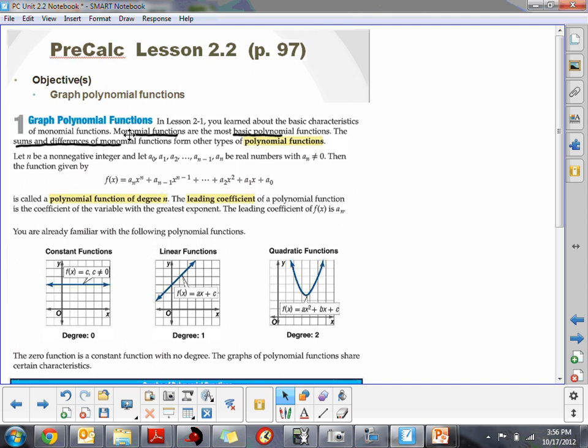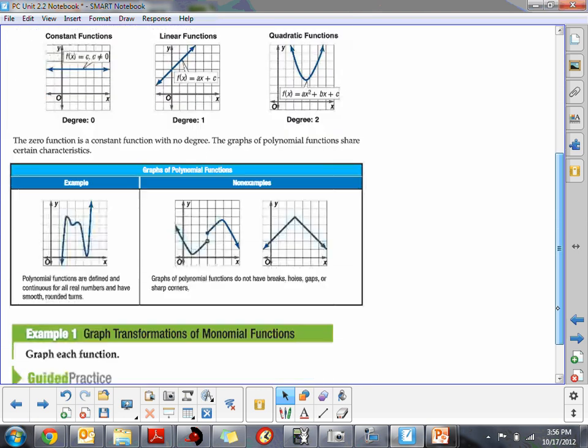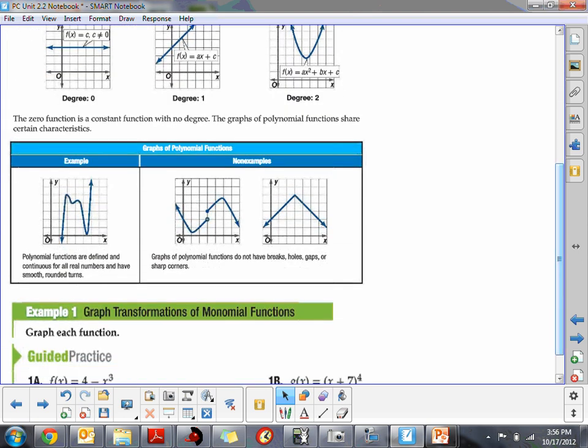And they give you some other descriptions here. One of the things I want to pay special attention to is if you have a polynomial function, then they are continuous for all real numbers. They are smooth, they are round. So that's a polynomial function.